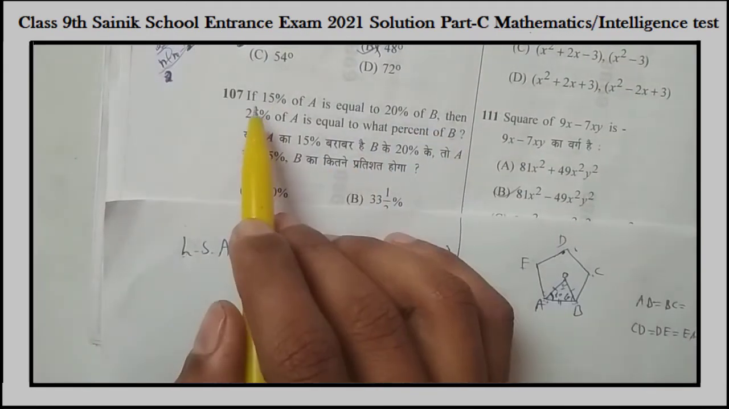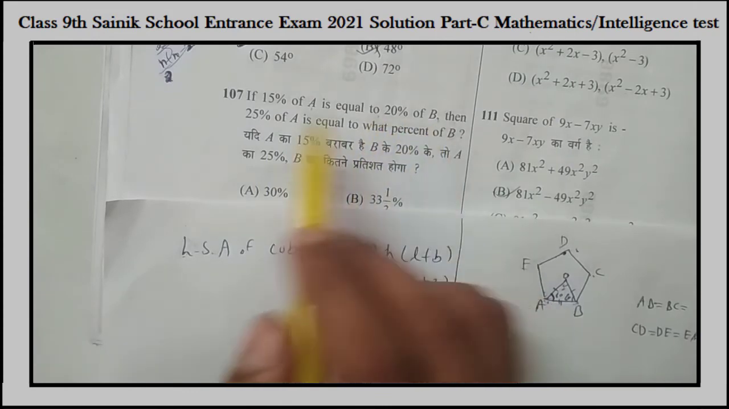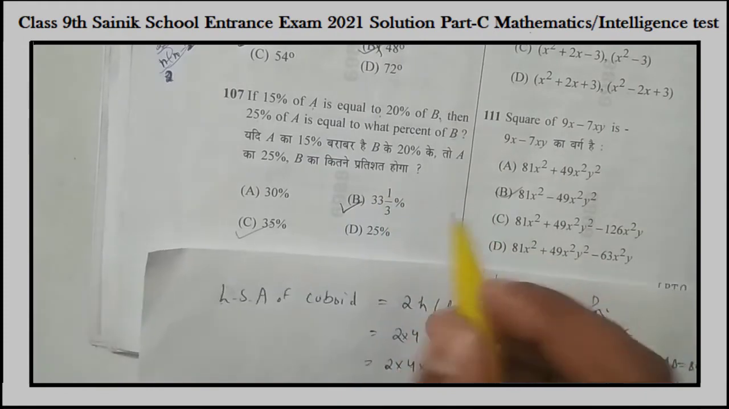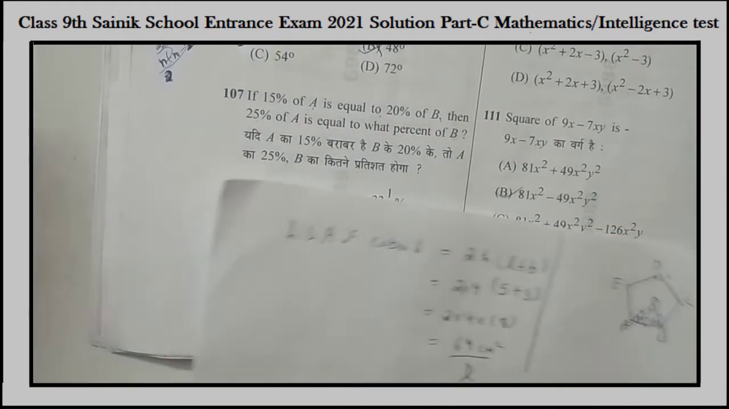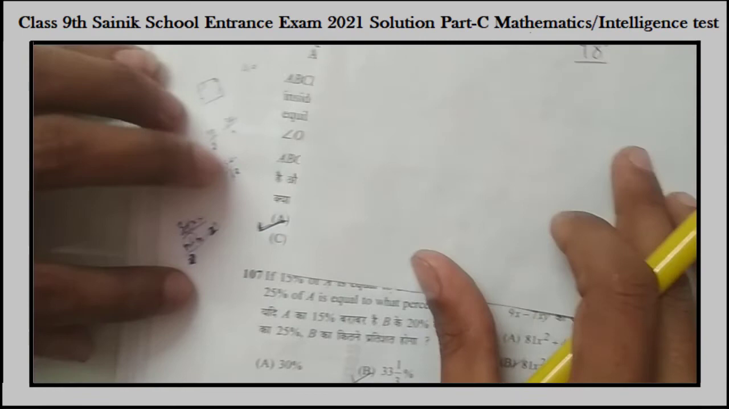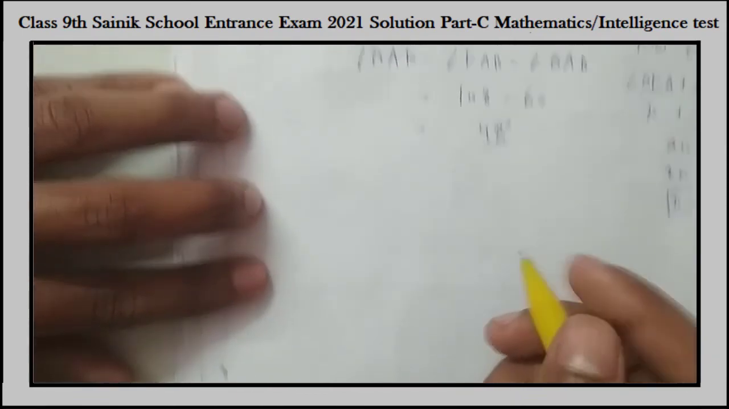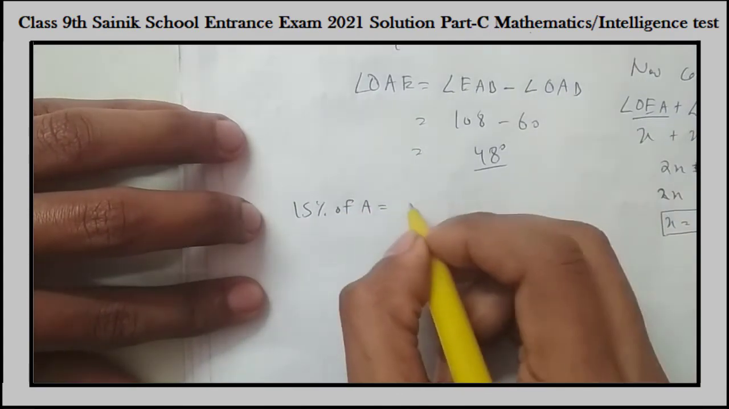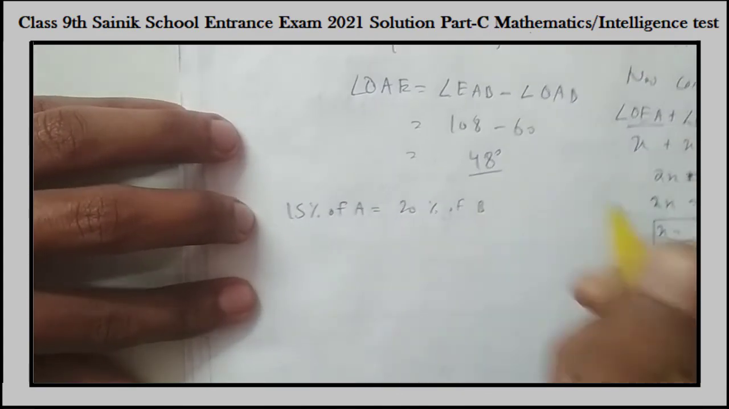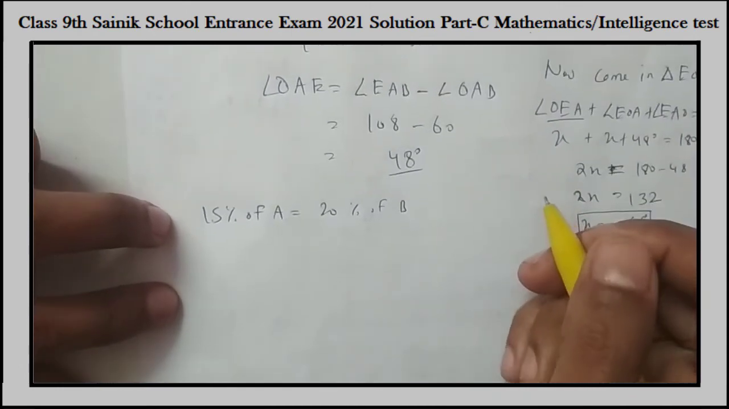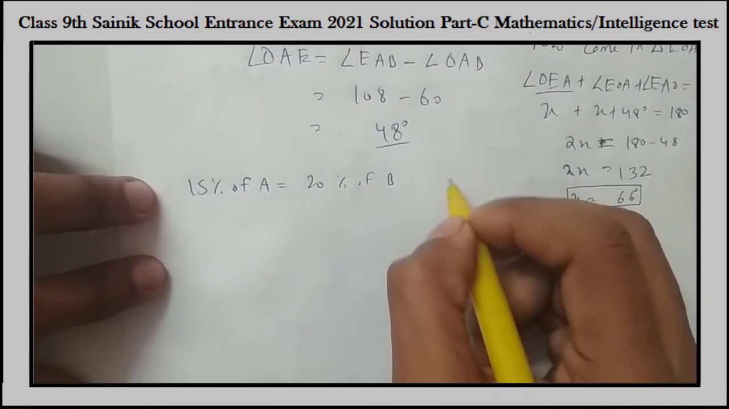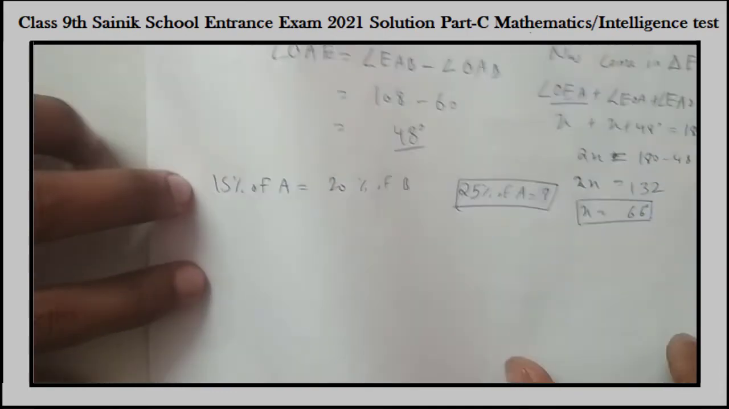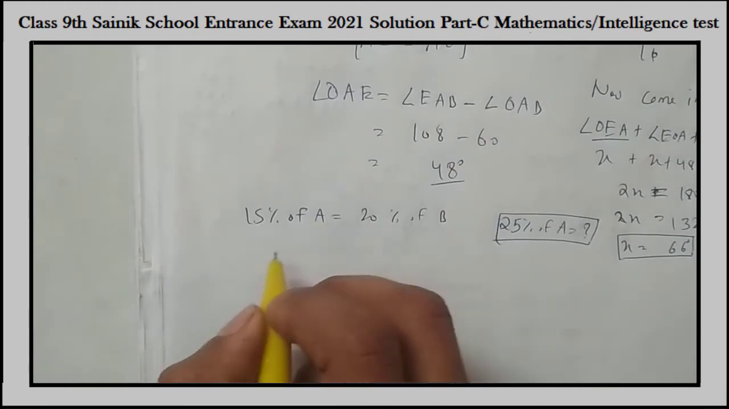So the next question is, if 15% of A is equal to 20% of B, then 25% of A is equal to what percent of B? Correct option is 33 and 1 by 3%. How can we find? Let us solve here. The question is saying 15% of A is equal to 20% of B, and we have to find 25% of A is equal to what percent of B. So let's solve here.